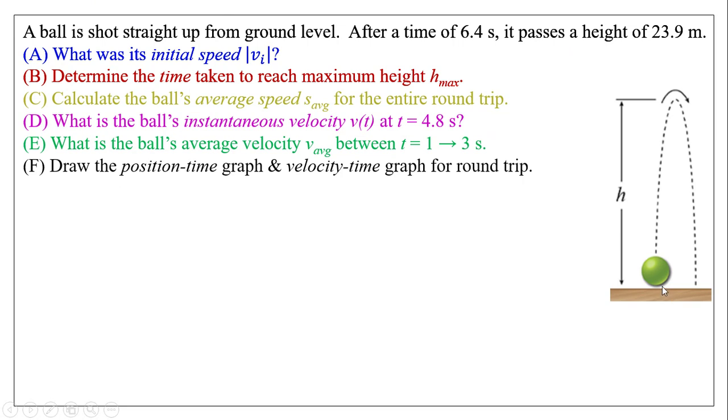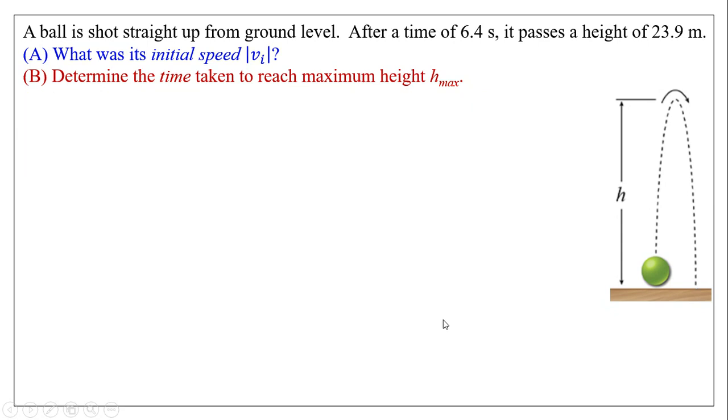A ball is going to get shot upward, and then it's going to come to a stop and then come back down to where it was launched. Alright, so let's do this. To do part A, it asks you what is the initial speed of the ball. Well, in order to find the initial speed of the ball, you have to recognize the information given to you here.